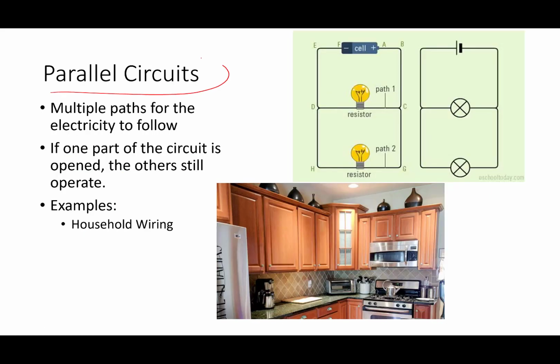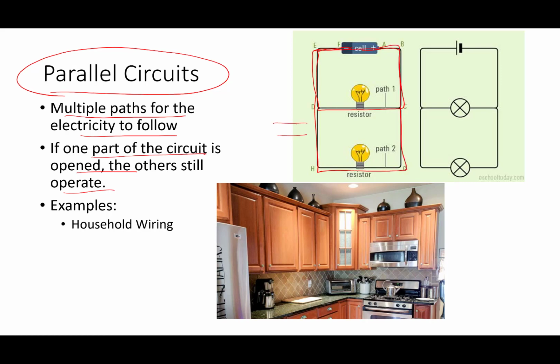Now, in a parallel circuit, there are multiple paths for the electricity to follow. So if one part of the circuit is open, the others can still operate. Here's your power source. Here's one path for the electricity. Here's another path for the electricity.